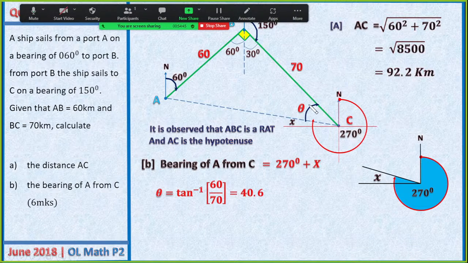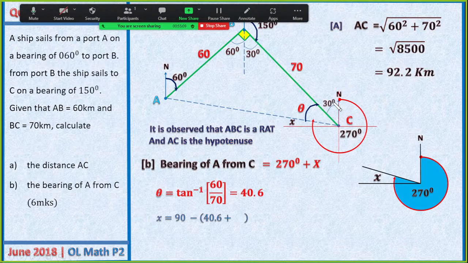If you look for this theta using this right angle triangle, our tan theta will be equal to opposite, which is 60, over adjacent, which is 70. And theta will be equal to tan inverse of 60 on 70, which is 40.6. So we know that this angle is 40.6. And we know that this angle here is 30.